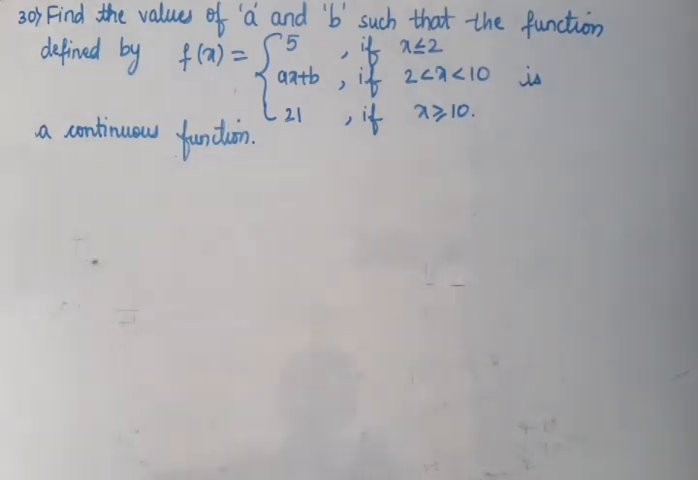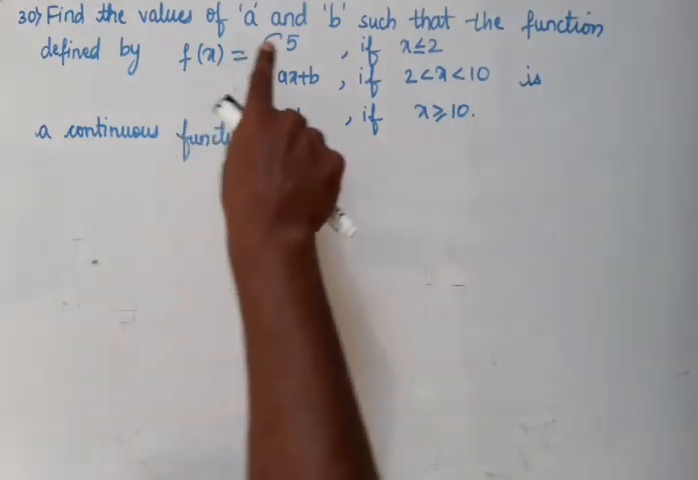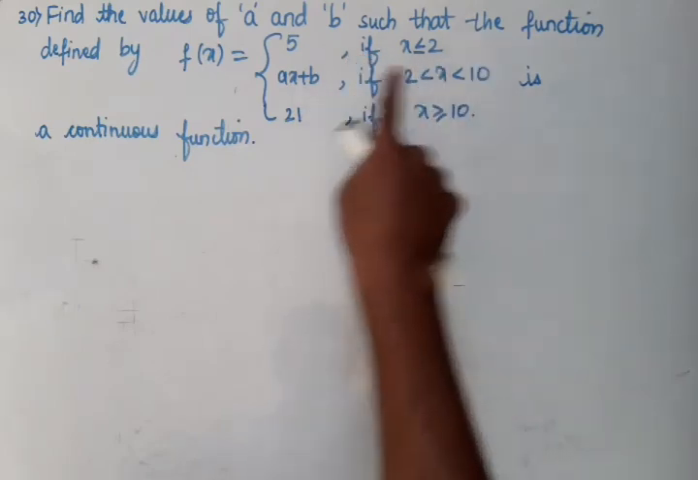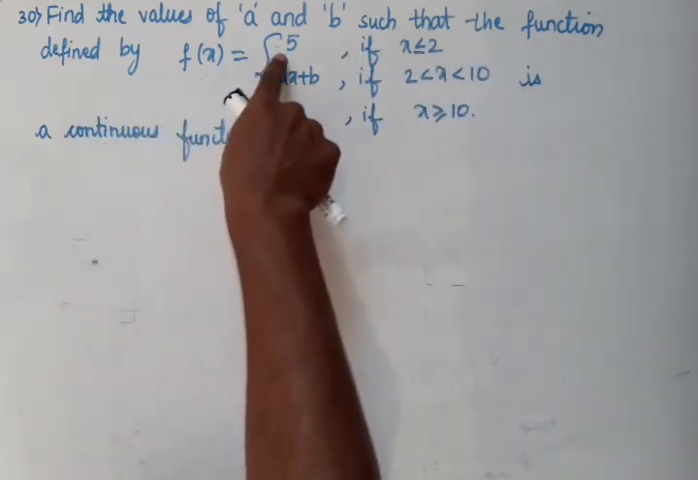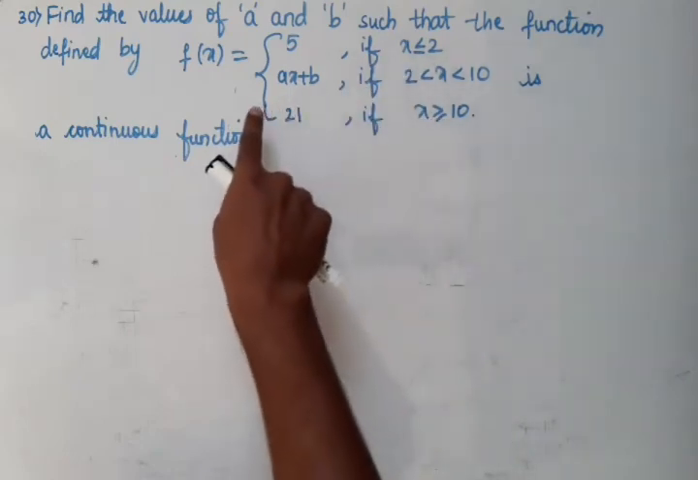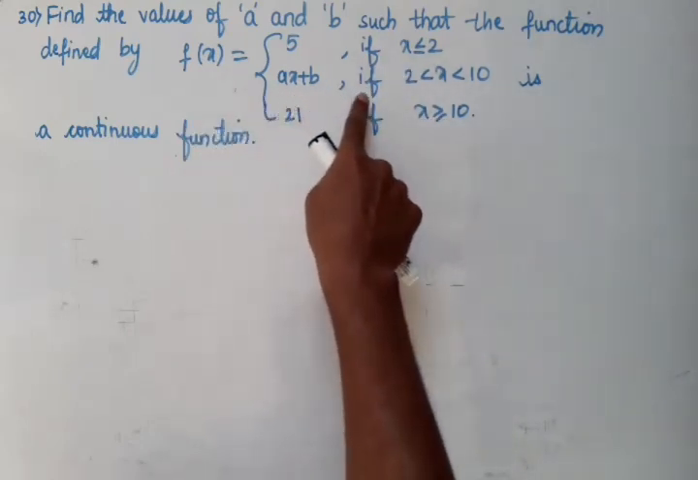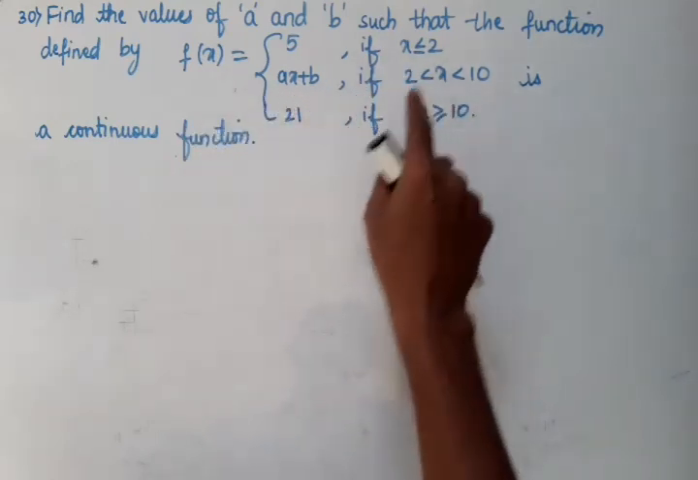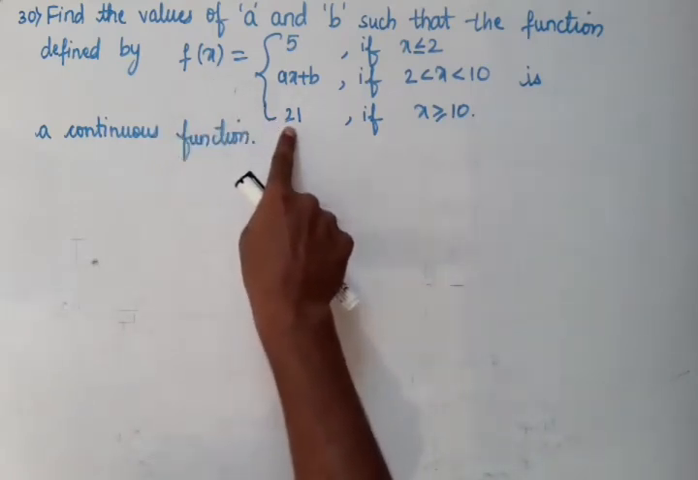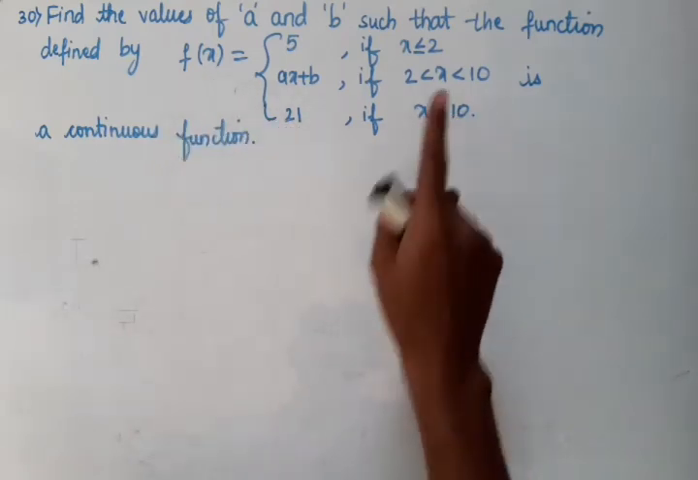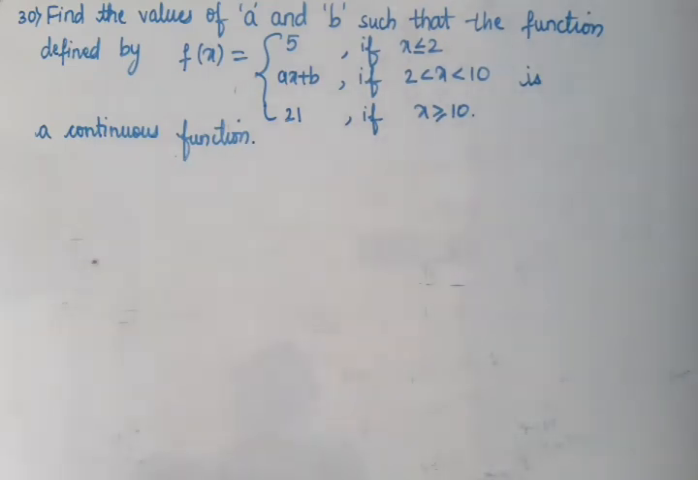Next question. Find the values of a and b such that the function defined by f of x is equal to 5 if x is less than or equal to 2, f of x is ax plus b if x lies between 2 and 10, and f of x takes the value 21 if x is greater than or equal to 10 is a continuous function.